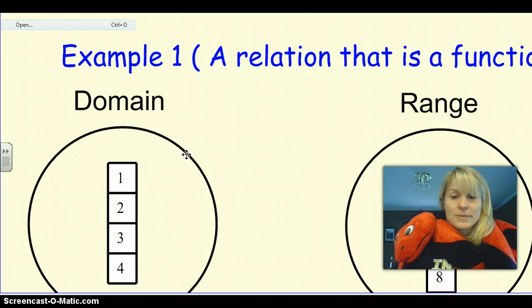Let's go to here. A relation is a function. So a relation means there's an x value for every y value. So there's 1, 2, 3, 4 here, 5, 6, 7, 8. So there's 4 x's and 4 y's. That means there's an x that matches up with a y, so it's a relation. And then if we look at the domain, none of these numbers repeat. We only have 1, 2, 3, 4. Therefore, this example is an example of a function.